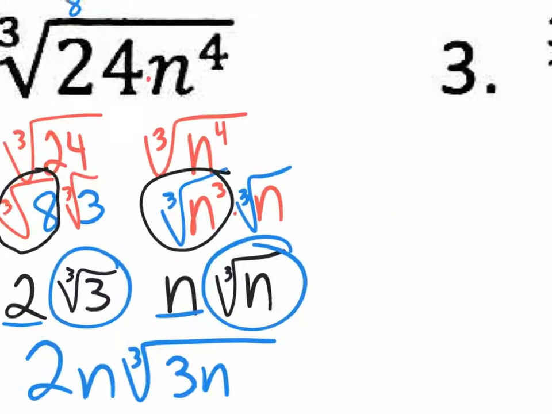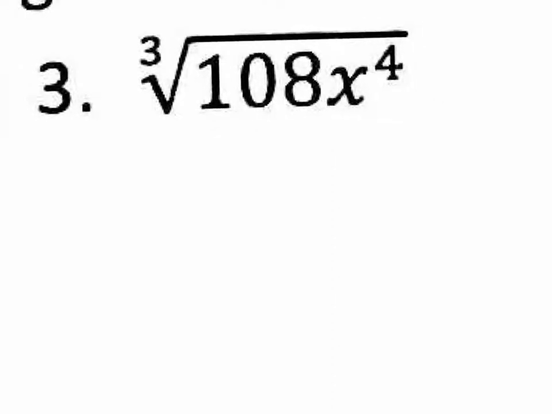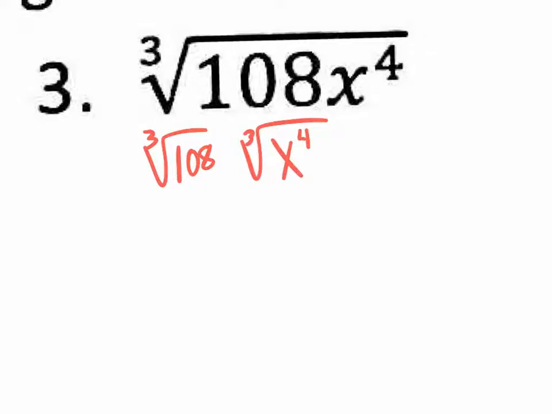So, moving on to number 3. We have the third root of 108 x to the 4th. Let's make this smaller, easier problems to deal with. So let's split that third root: the third root of 108, the third root of x to the 4th.